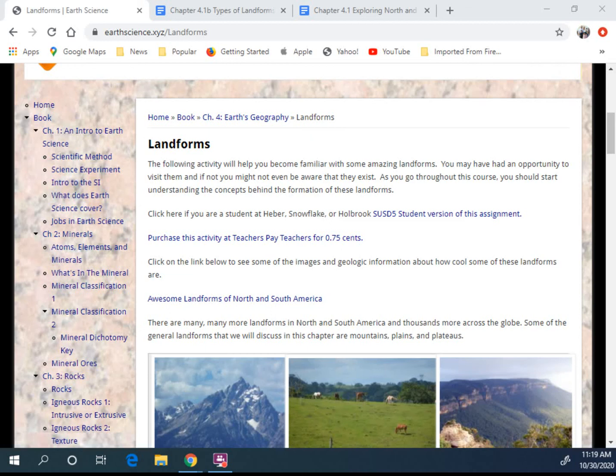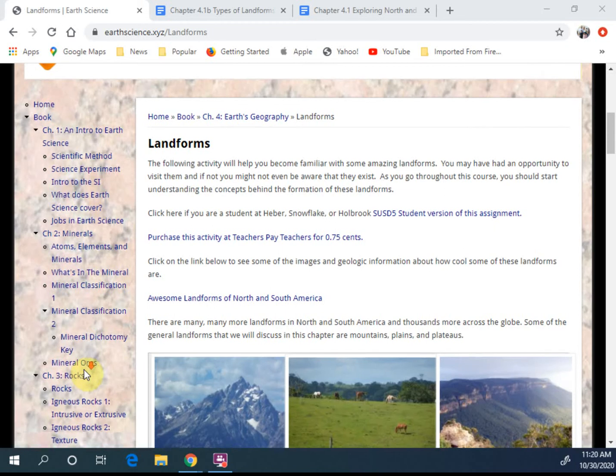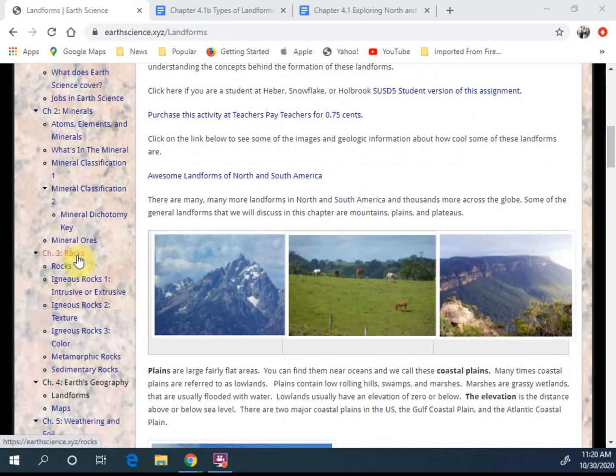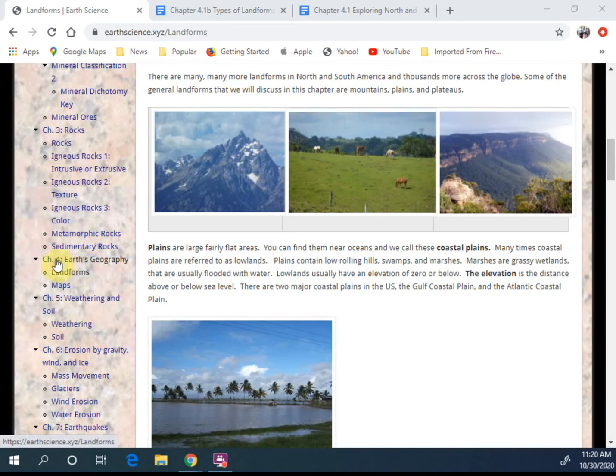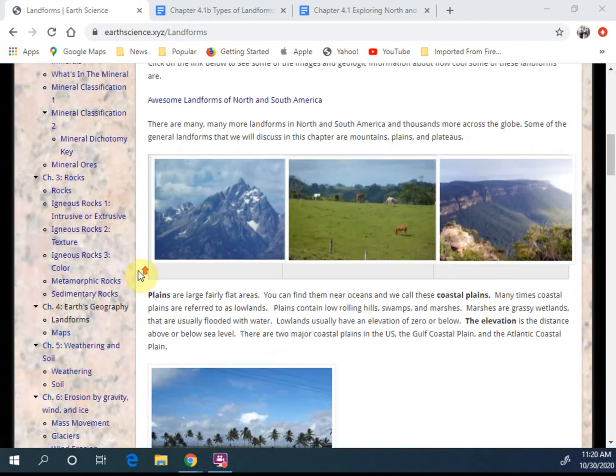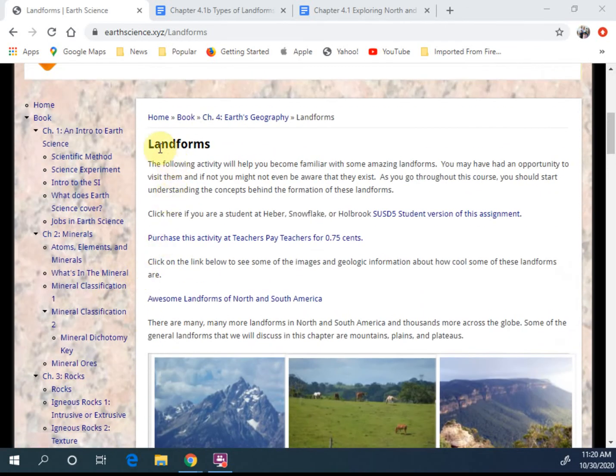Welcome back to Earth Science. We are starting a whole new chapter today. We've just finished chapter 3, which is rocks. We are now moving on to chapter 4, Earth's geography, and covering these two subjects, landforms and maps. So let's start today with landforms.